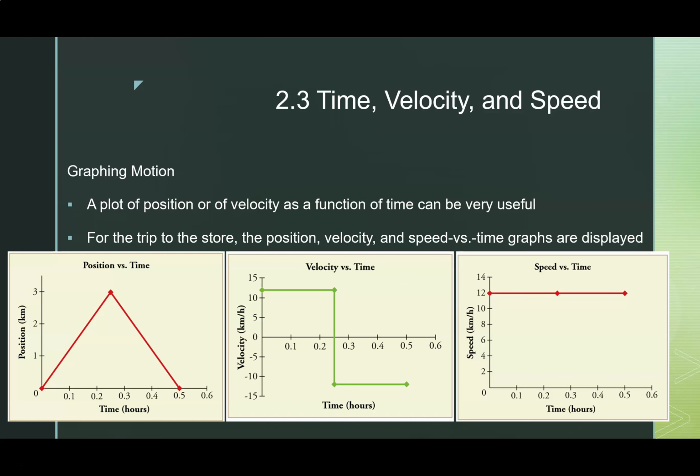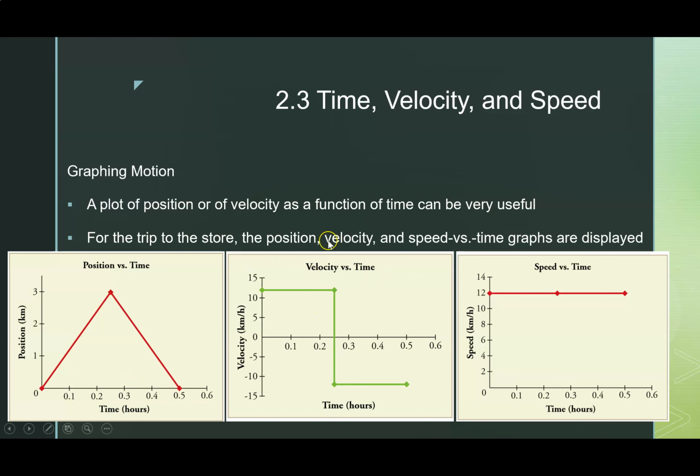All right, so here we have a couple of our first introductions to graphs. On the far left, we have position versus time, which is exactly what you think. We're tracking where we start in a motion, where we go, where we end up, and how much time it takes. And this is our trip to the store. So we went from the home point, which is 0, to the store, 3 kilometers away, and then we came back home, and it took us this amount of time for each one of those different motions.